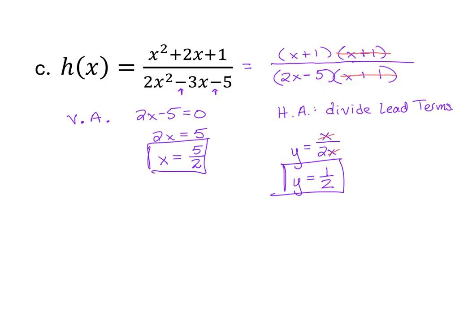Now, even though it didn't ask for it here, I do want to talk about what that other factor we crossed out does, because it is part of the domain. x cannot equal -1. If you plug -1 into the original function, you get a denominator of 0, and it's undefined. So what happens here is we have a hole at x equals -1.